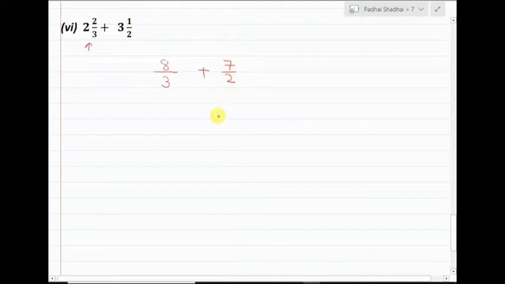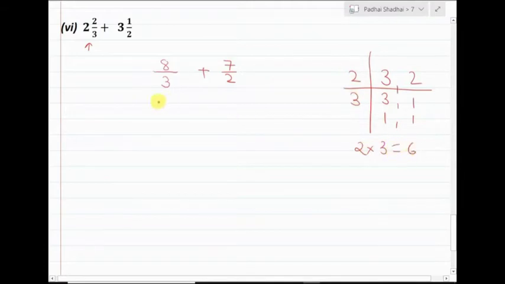Okay, now taking the LCM of the denominators, that is 3 and 2. First we need to divide by 2, so 3 as it is, and 2 1s are 2. Now 3 again, 1 and 1. So the LCM will be 2 into 3. So the LCM is 6.